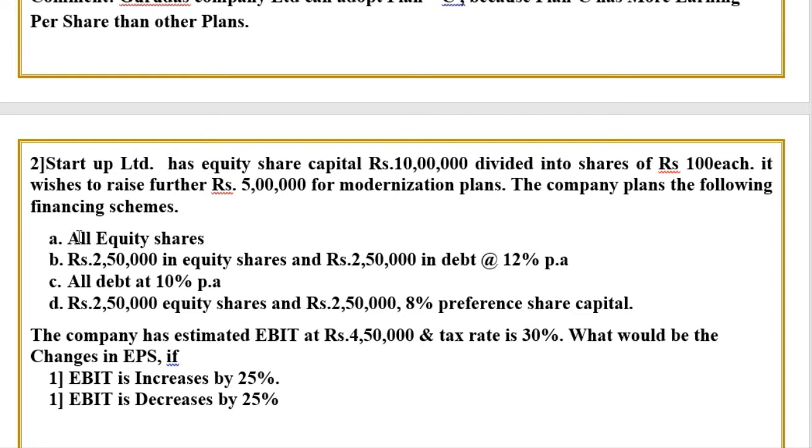The financial manager has 4 plans. One is all in equity shares. It means the entire 5 lakh rupees you have to raise through equity shares. Second one, rupees 2,50,000 in equity shares and rupees 2,50,000 in debt at 12% per annum. In plan C, all debt at 10% per annum. Now plan D, 2,50,000 in equity shares and rupees 2,50,000 in 8% preference share capital.